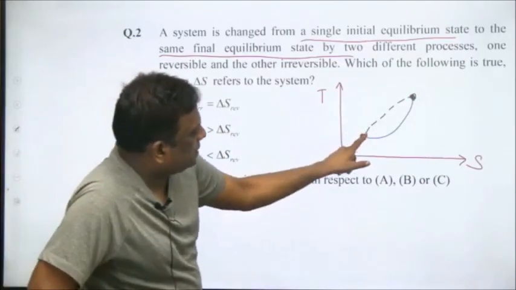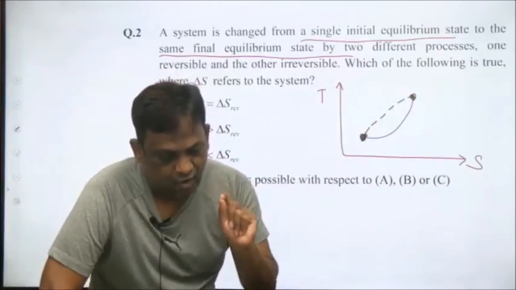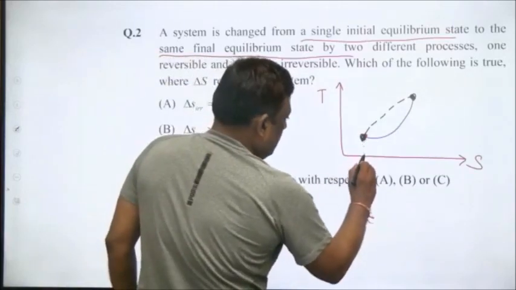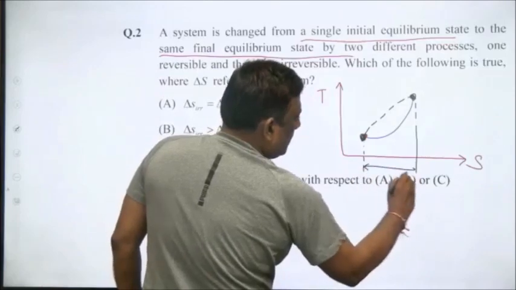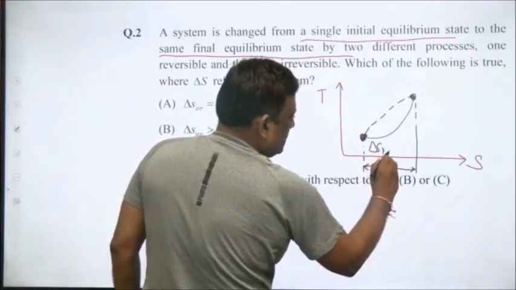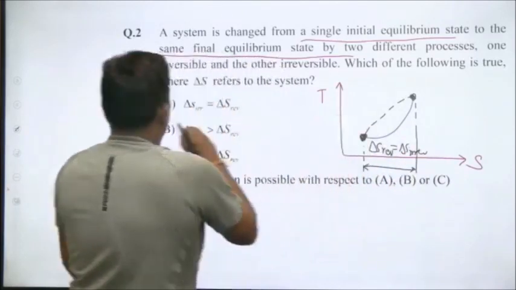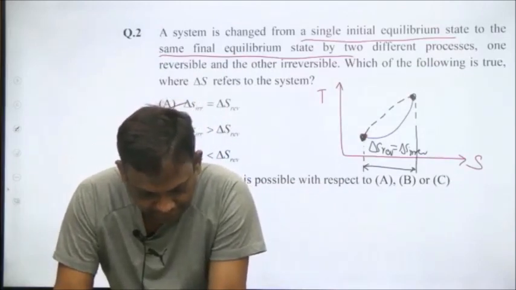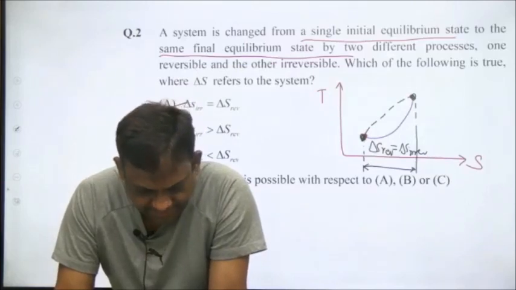Whenever the initial and final points are the same, when end points are the same, what will be the entropy change for both? Everyone knows entropy depends only on endpoints. Therefore, entropy change for reversible is equal to entropy change for irreversible. So therefore, the answer is A. Is it clear, my dear students?